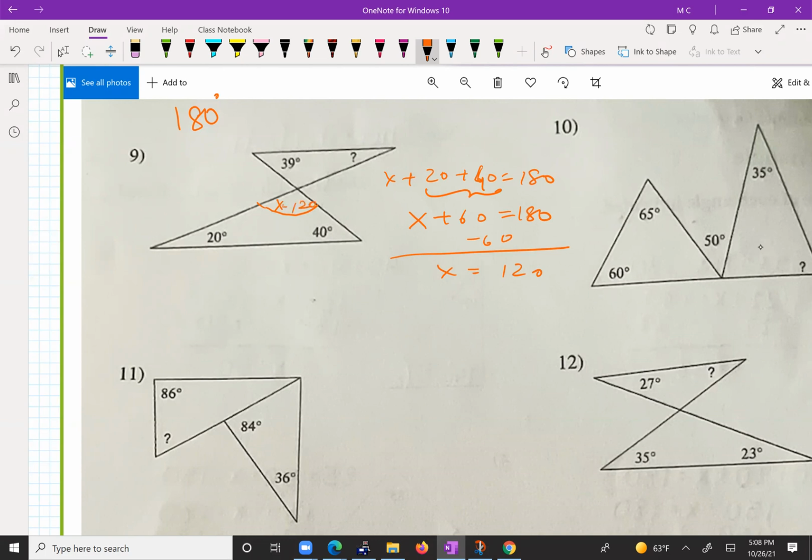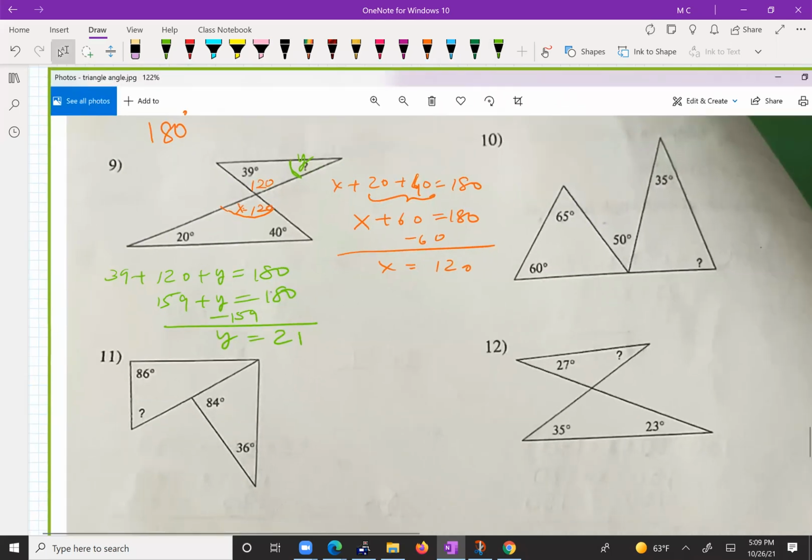So the opposite angle, the vertical angle, will always be equal. So the opposite will be 120 also, right there, 120. Now we need to figure out this missing piece. Let's call this one y. We know the triangles have 180 degrees, so you can say 39 plus 120 plus y is 180. That's 159 together, plus y is 180. So you subtract the 159 from both sides. So y will be 21.